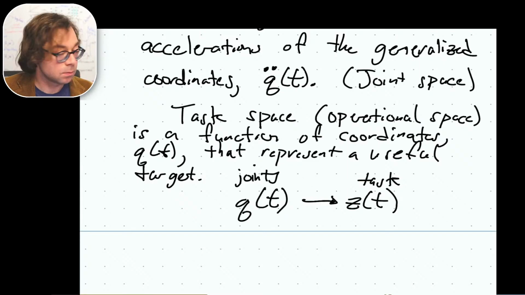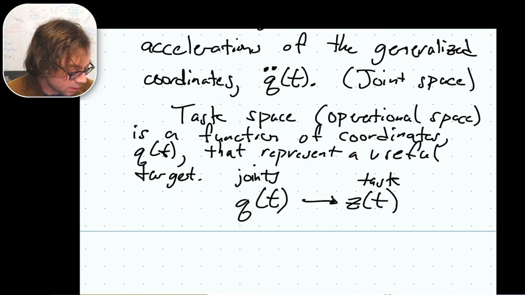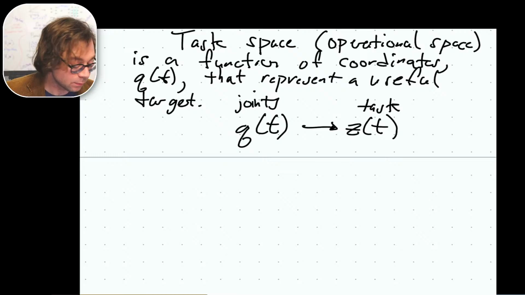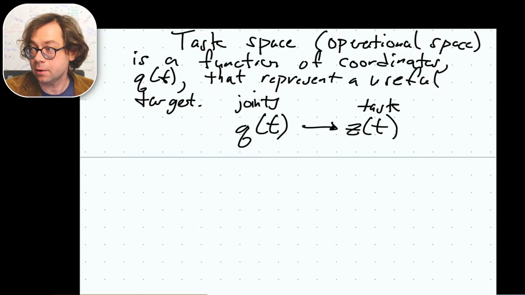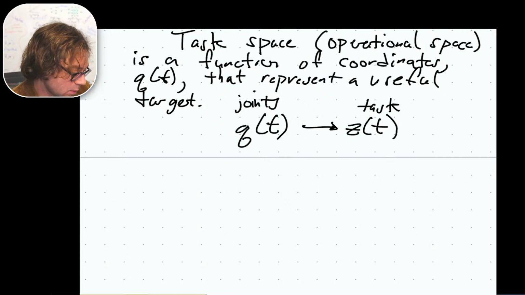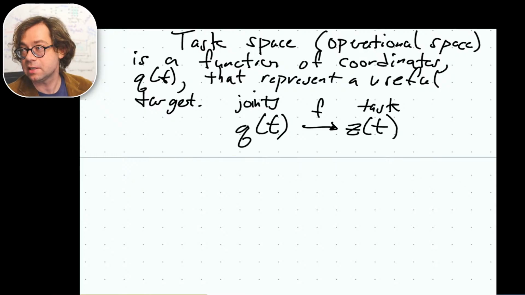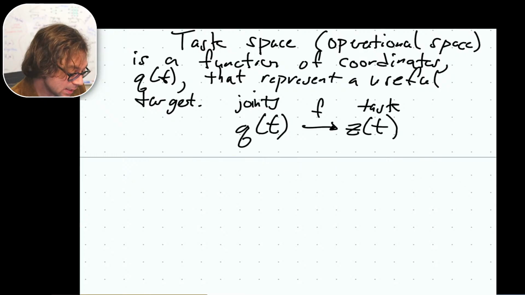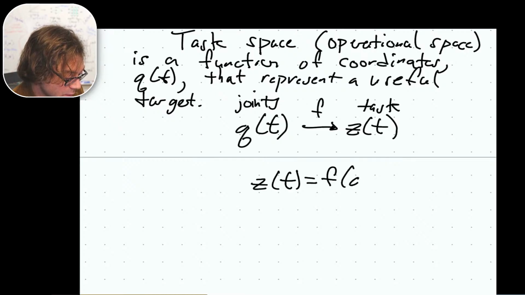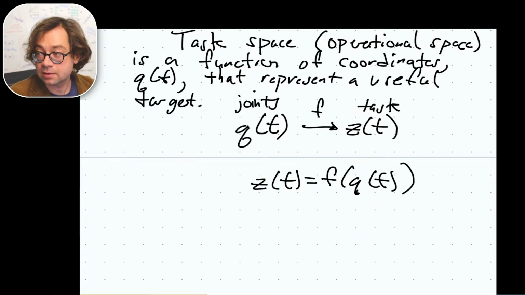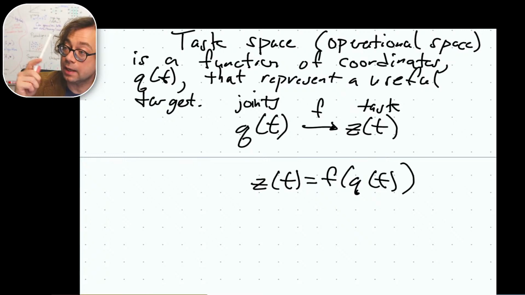All right. So, moving on, we have this task space. We take our joints and we get our task out. Now you say, well, there's some function here. We'll call it F just for the moment because it is a function. The idea is that Z of T, your task, is equal to some function of Q of T. And for a robot arm, it is this end effector a lot of the time. It's the thing you care about.